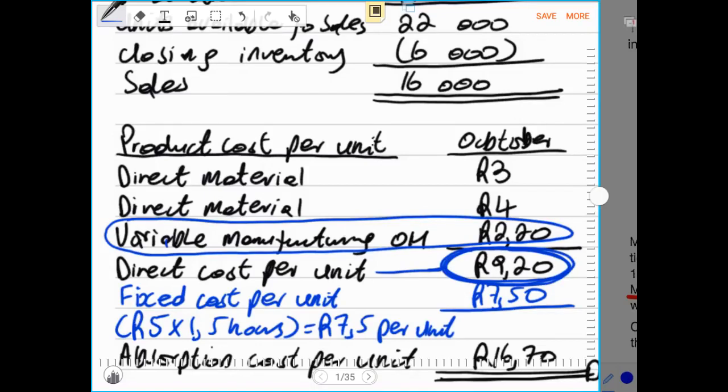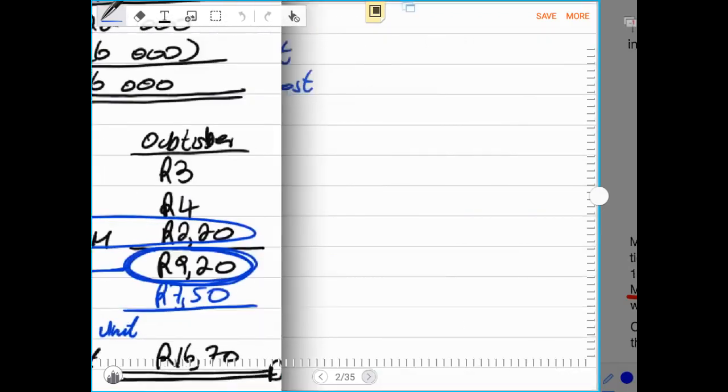Then all other costs will be treated as period cost. That means the variable or direct income statement method treats fixed cost as period cost, that is, cost that will be incurred only for a specific period of time.